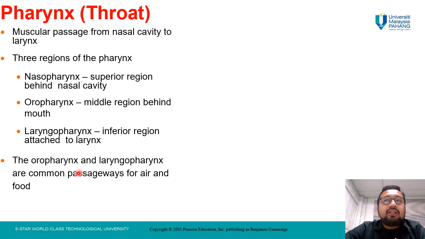Okay, so basically nasopharynx ni mainly for air passageways lah. But then in oropharynx and laryngopharynx, either we can use it for the air passageways for breathing, or also for the food digestion lah, untuk eating, the passage also can be used for food entry as well.